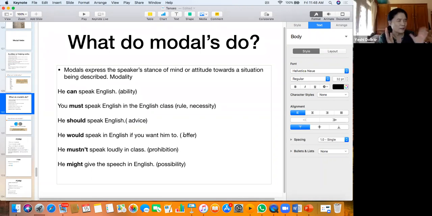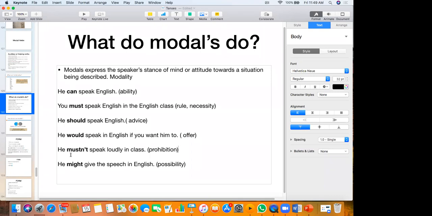Do you see? He would speak in English if you want him to. All right. He would cook for you if you want him to. This is what it means over here. All right, an offer. So when I'm speaking, I'm talking about this as an offer.